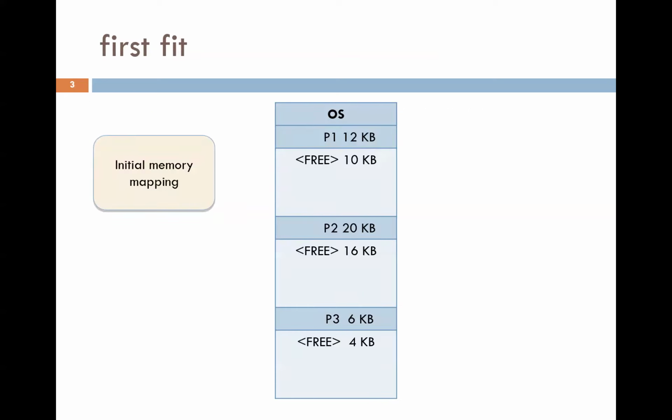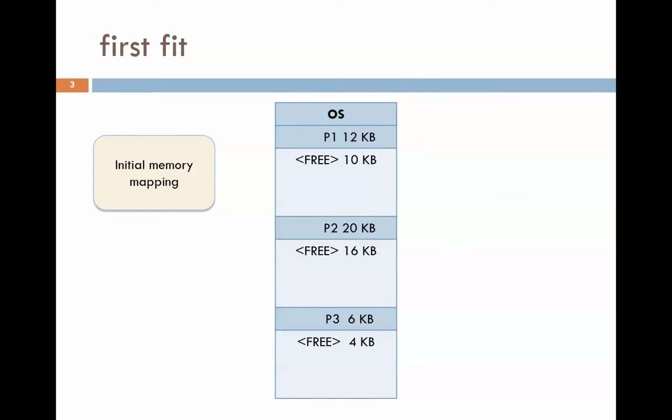You can see here, this is the initial memory mapping. The OS is resident in one part of the memory. After the OS, three processes, P1, P2, and P3, are already in the main memory, and three free holes are there: one of 10 kb, another of 16 kb, and a third one of 4 kb. They are also called free blocks or holes. So this is the initial memory mapping.